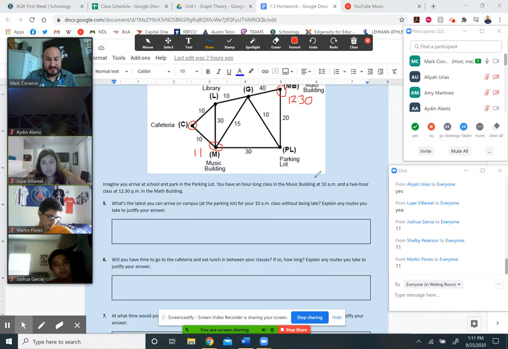Following this route right here, 10 more minutes, 20 more minutes, 30 minutes, and then plus 20 is 50 minutes. So if I follow this route, 10 plus 10 plus 10 plus 20 is 50, plus the original 10 minutes to walk to the cafeteria in the first place, that's 60 minutes. That's 1 hour. So do I have, yes or no, do I have time to eat lunch? Yes, we do. Okay, how long do we have to eat lunch?